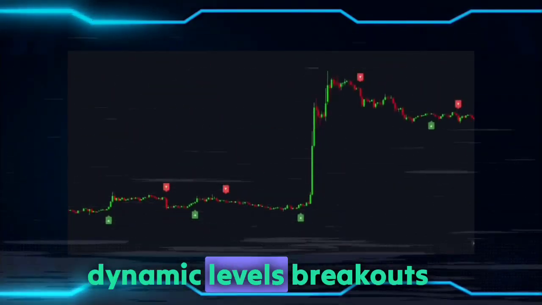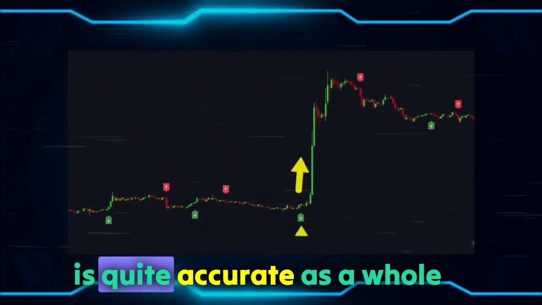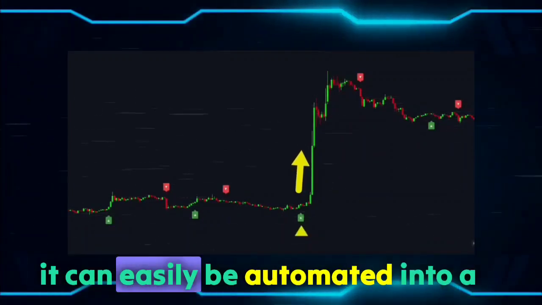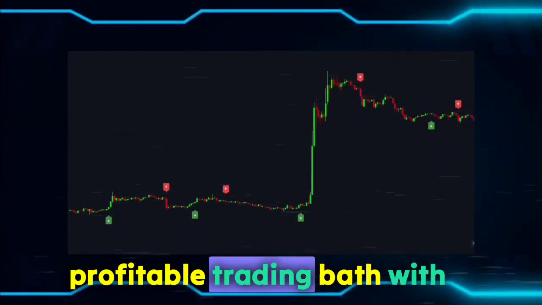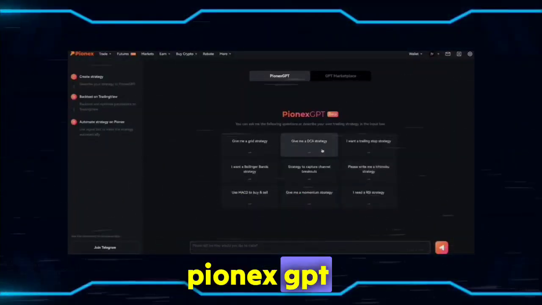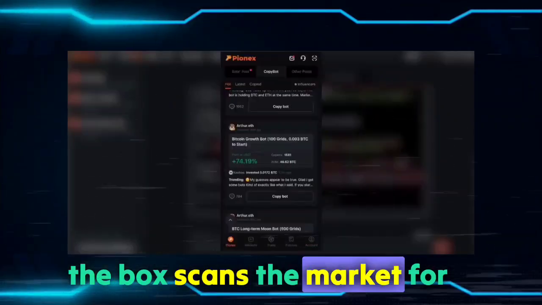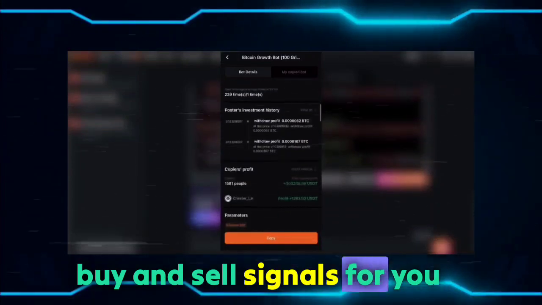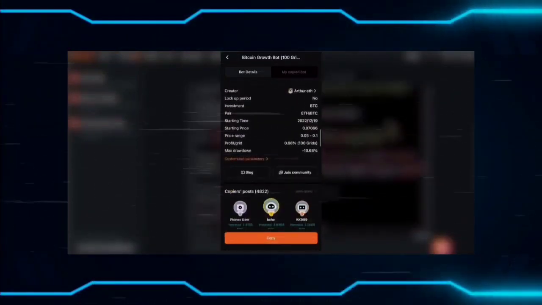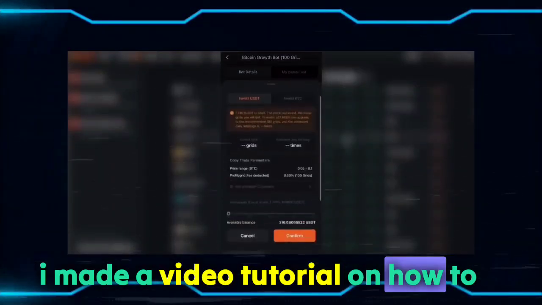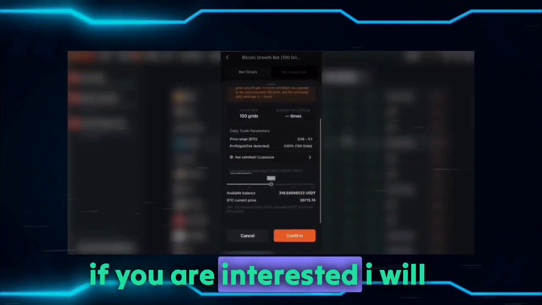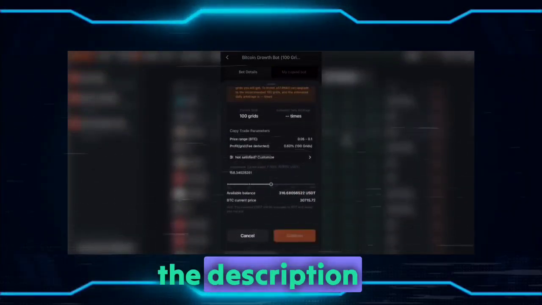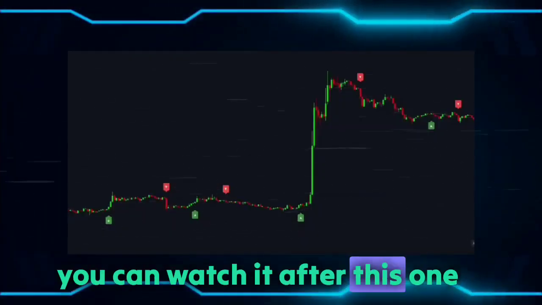The Dynamic Levels Breakouts indicator is quite accurate as a whole. It can easily be automated into a profitable trading bot with PionexGPT. The bot scans the market for trade opportunities and executes buy and sell signals for you without you lifting a finger. I made a video tutorial on how to do that. If you're interested, I'll leave the link to that video in the description. You can watch it after this one.